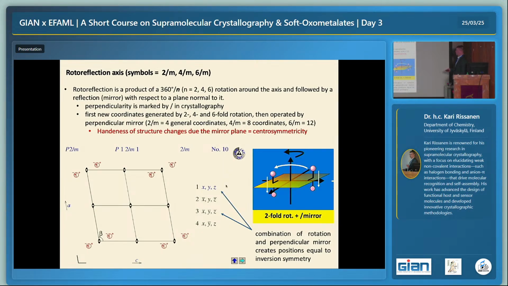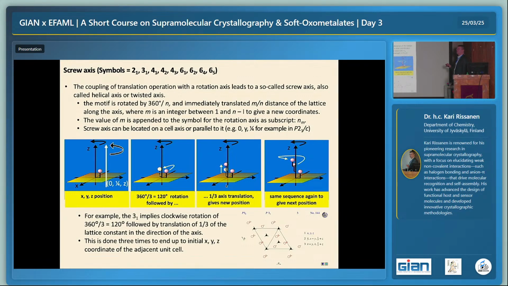Now we have here P. This is called P2 over M. P here means primitive. Now you can see that there's a beta angle indicated here, so it means it's a monoclinic system. And now it's a monoclinic P2 over M, which is a special set of symmetry operations in a monoclinic system. Regardless of the size of the unit cell, the shape is now determined.